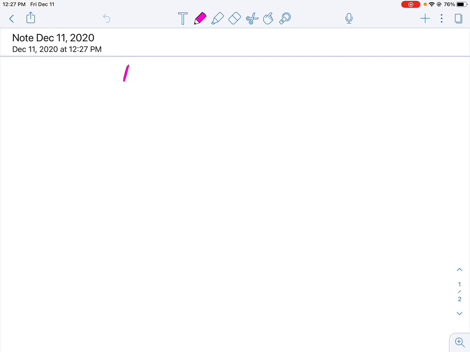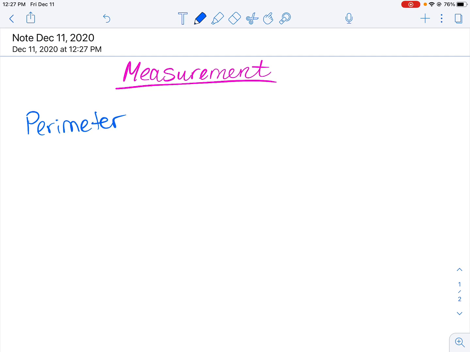Hey guys, this is just an introduction to our measurement unit to get us ready for it. So first I just want to make sure we're all familiar with the terms. In this unit we are going to talk about perimeter, which is the distance around a closed figure.